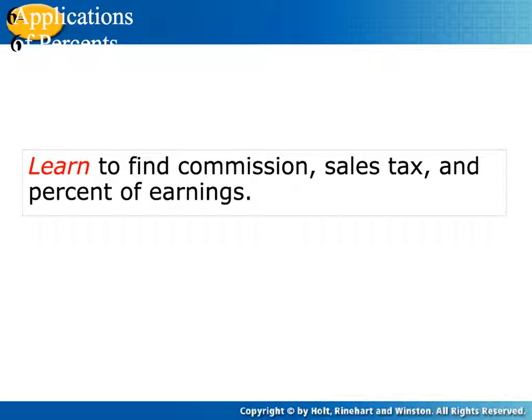Hey everybody, welcome back. Today we're going to be talking about applications of percentages a little bit. We're going to be dealing with commission and commission rate and sales tax and things like that. So you're lucky enough to not have any warm-ups today, so let's get rolling right away. Learning to find commission, sales tax, and percent of earnings.